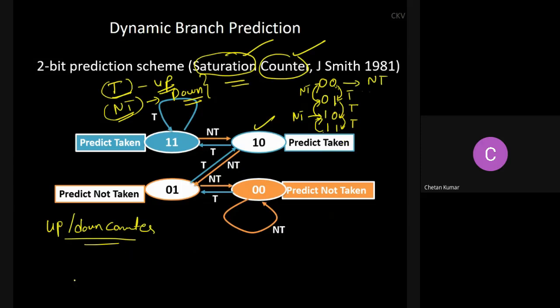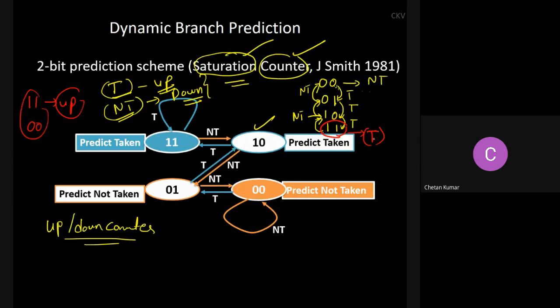Let's say I'm in the 11 state. Now here, if the outcome is T again. Normally in an up-down counter, what happens? If you are in count 11 and you count up, what should happen? Your normal counter that you might have studied in digital design: if you count up again, it will go to 00. But that does not happen here.